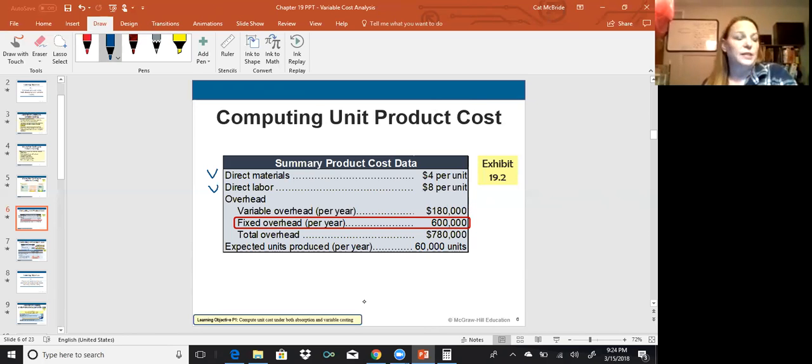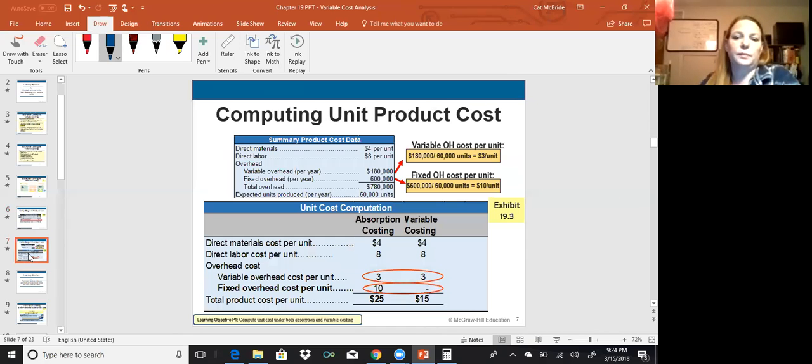Now what we're going to do is look at what the difference is if we account for it using variable costing versus accounting for it using absorption costing. So for variable overhead, we've got the 180. Notice that the direct materials and direct labor are both per unit, but the variable overhead and the fixed overhead are a total dollar amount. So we have to use either total dollar amounts or per unit. We can't mix the two. Here we're going to look at it by unit, so we have to take this 180 and the 600 and convert it to a per unit cost. So now we know that the variable overhead is $3 per unit and the fixed overhead is $10 per unit.